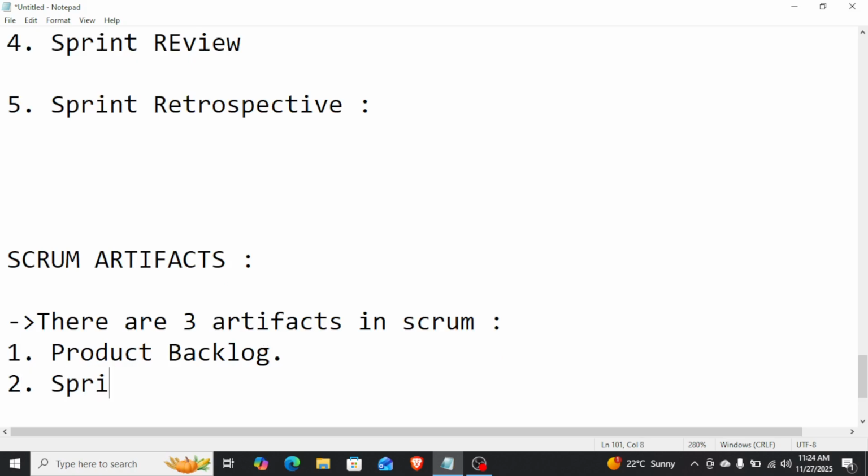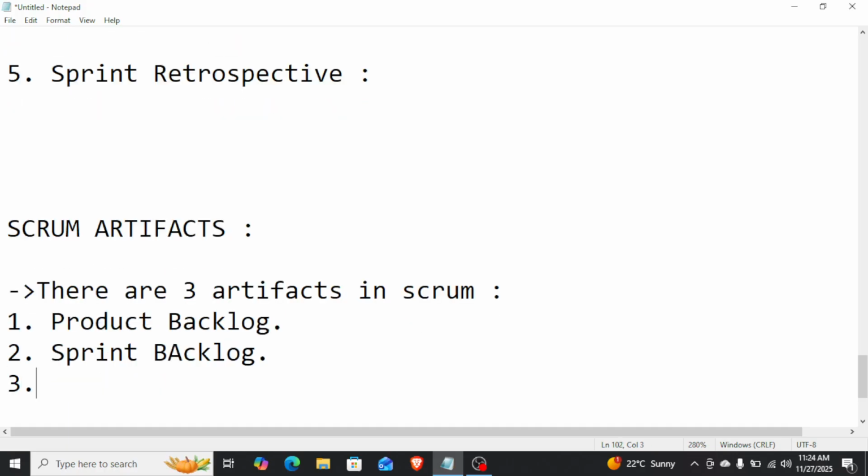Second one is sprint backlog. Subset of product backlog. Team selects items to complete in the sprint. Contains tasks required to finish stories. Third one, increment. The final working product delivered at end of the sprint must be in done state, should be usable and potentially shippable. So these are the three Scrum artifacts.